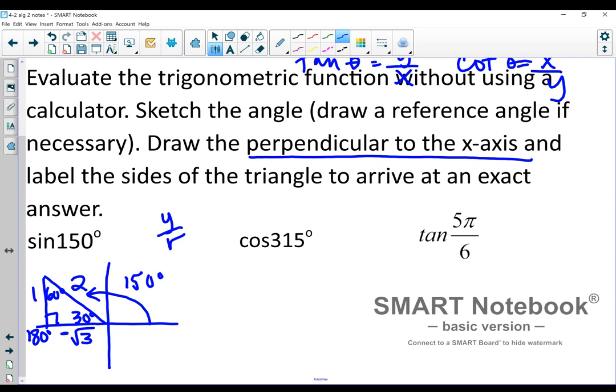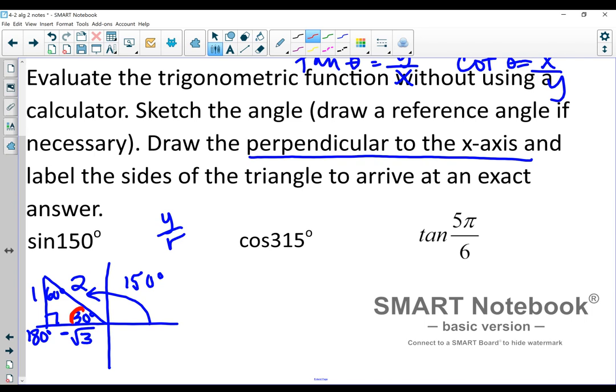So now you can see if I'm looking at doing the sine of 150, I can now just look at this triangle here and have this as my central angle that I'm working with. And so instead of having opposite over hypotenuse, it's going to be easier to work with this as my y side over my r side.